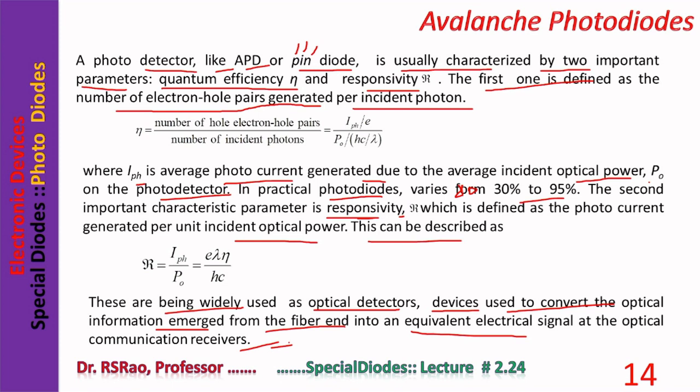Now, photodiodes are used in optic fiber communications like LEDs. LEDs are used at the transmitter end, whereas photodiodes are used at the receiver side. Photodiodes, what do they do? They accept light from the fiber and convert it into electrical current, electrical signal. This current is then taken for further processing to get back the signal that is transmitted from the other side.